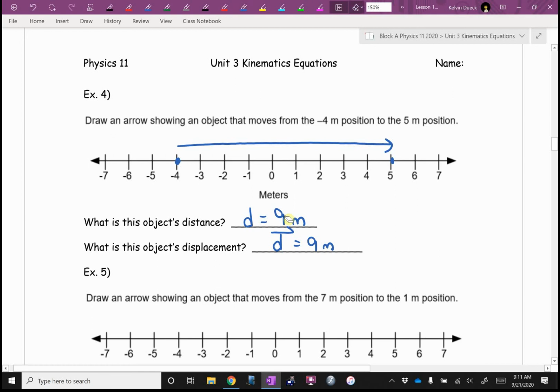Now, looking at this, you might say, Mr. Dewick, those are the same answer, except I know with the vector sign that there's an implied direction in the 9 meters. They both have the same magnitude. Unlike the examples where I was walking back and forth, generally, if there's a change in direction, the distance magnitude and the displacement magnitude won't be the same. But if there's no change in direction, the magnitude of the distance and the magnitude of the displacement will be the same. Just one will have a directional component.